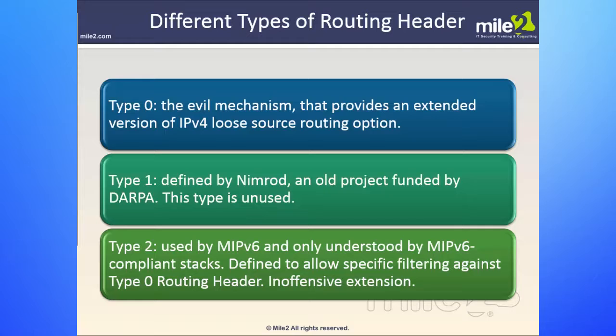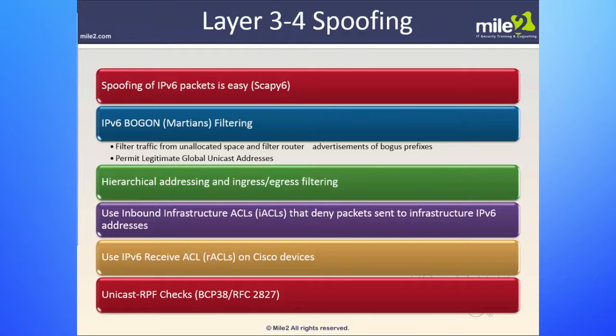To allow specific filtering, type 0 routing headers, and so forth. And these are going to be basically your mobile IPv6, right? So that's what your type 2 is, for your mobility support in IPv6, MIP. Okay. We also have the ability to do layer 3 and 4 spoofing and such. We basically use tools like SCAPY6 for this, right?